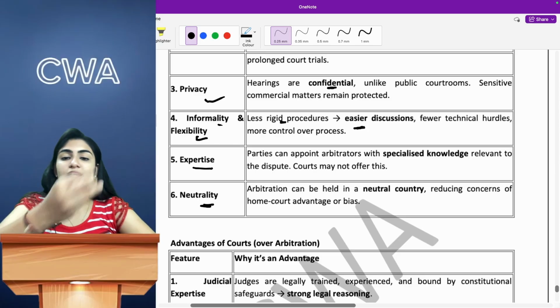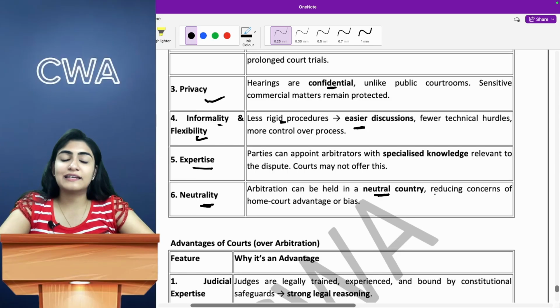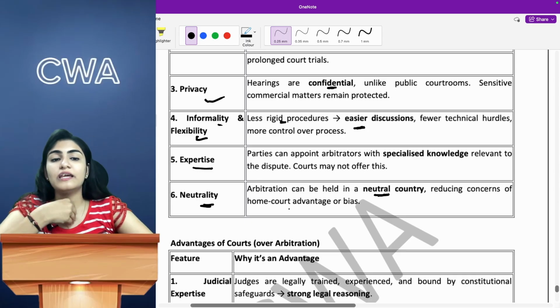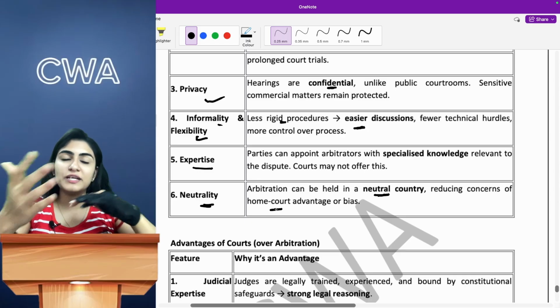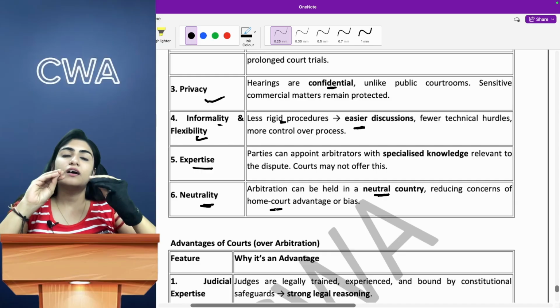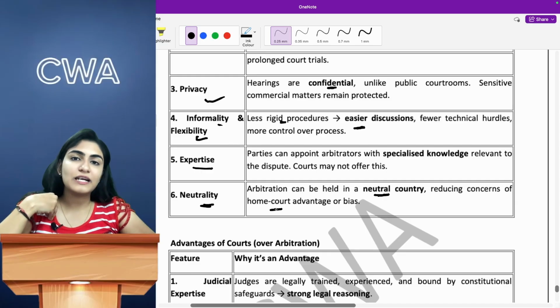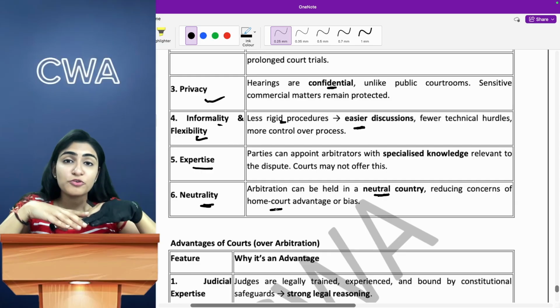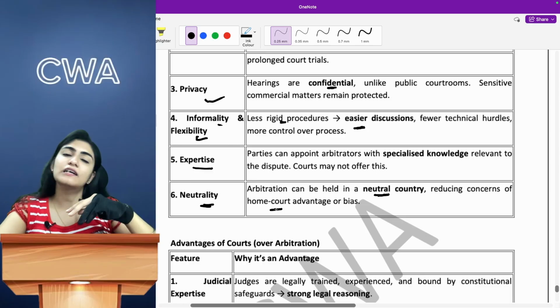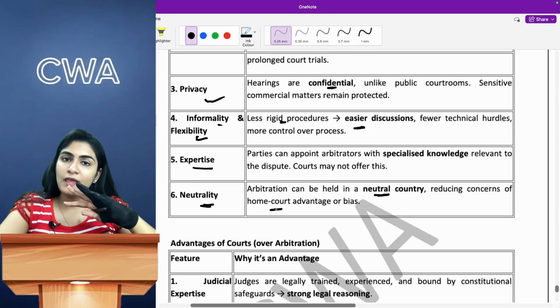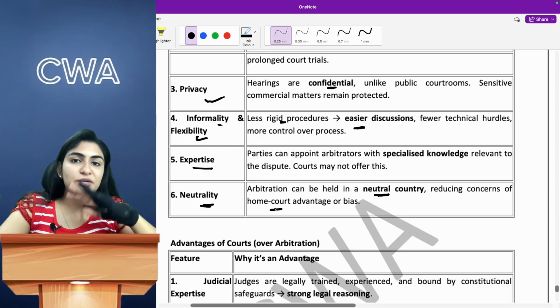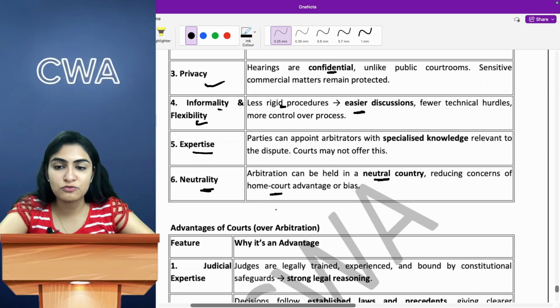And neutrality, meaning it can be held in a neutral country where concerns can be discussed in a better way. Let's say if I'm from India and the other party is from the UK, we both can mutually decide that in some X country our dispute will be held and resolved so that everything is neutral.